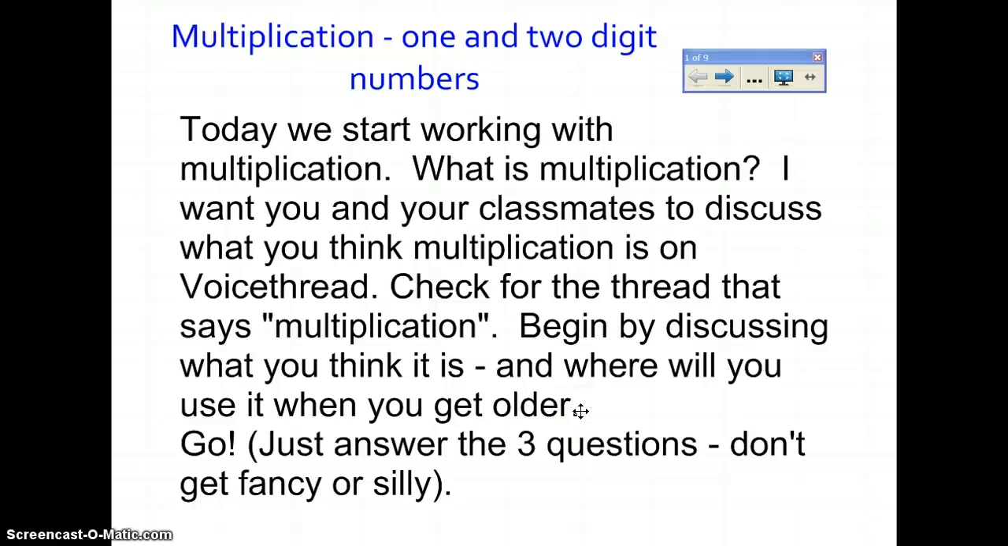Okay, students, this is your lesson on multiplication, and we're going to multiply 1 and 2-digit numbers today. So we're going to start with what is multiplication.